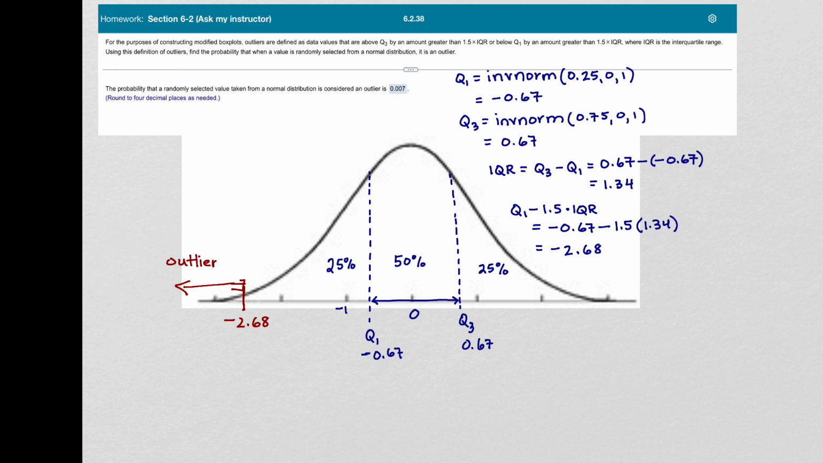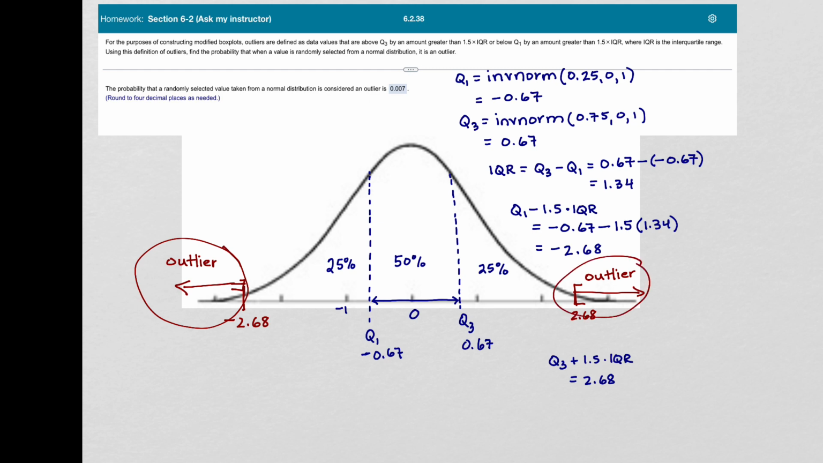So what is the probability that if we select a value randomly that it's an outlier? So I can find this area, but I also need to look at what is the value at Q3 plus 1.5 times the interquartile range. So I'm going to put that down here. And as you might have guessed, because of the symmetry of this distribution, that's just going to be positive 2.68. So let's locate that. And anything above that or equal to that is also going to be an outlier. So now I want to find the area here and here.